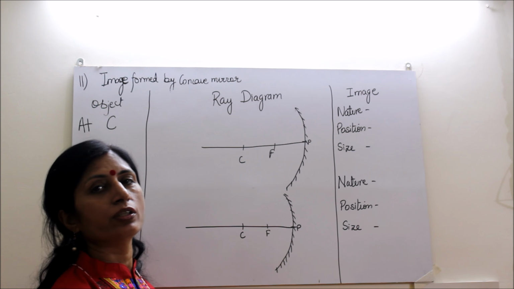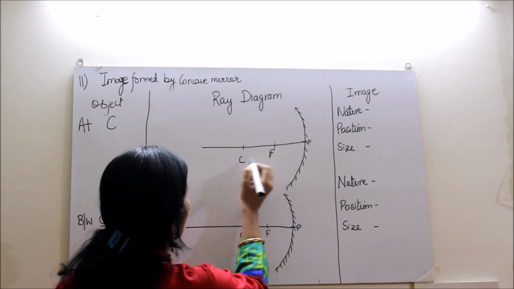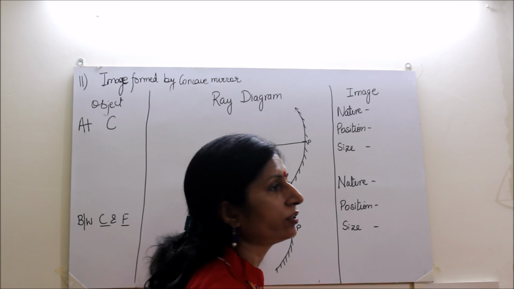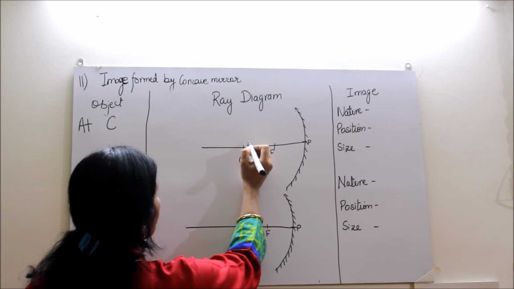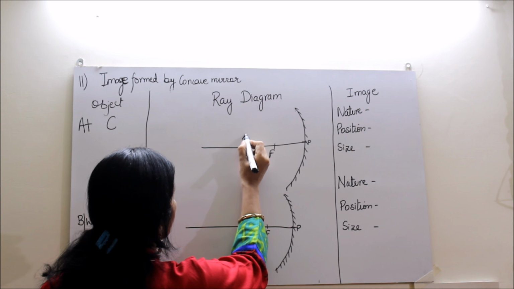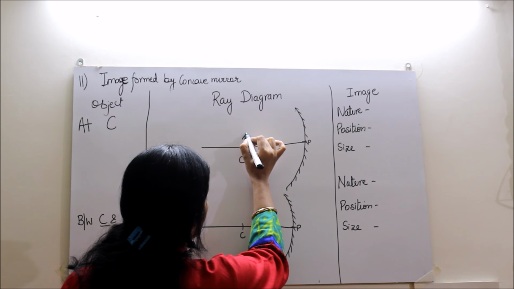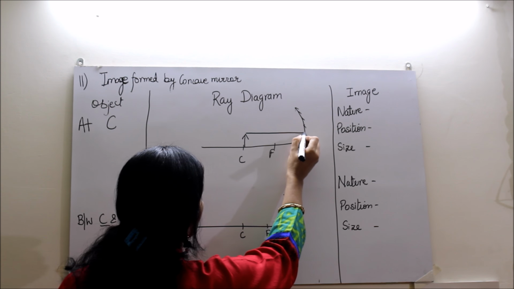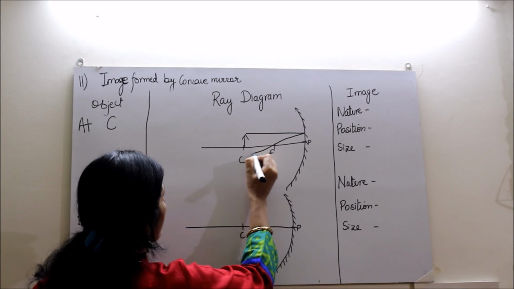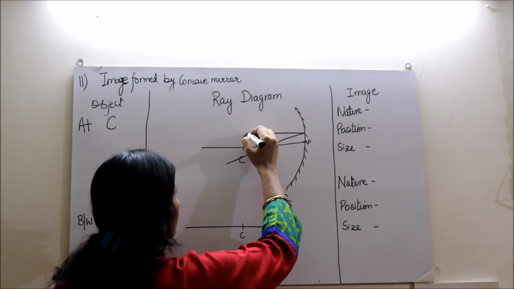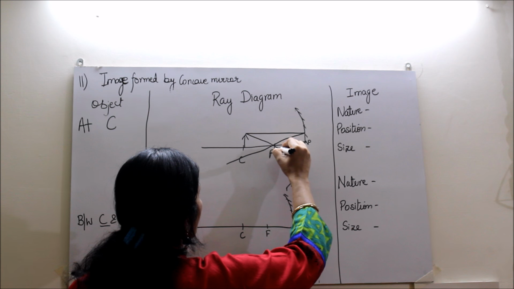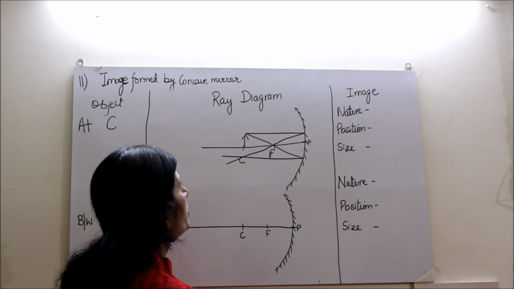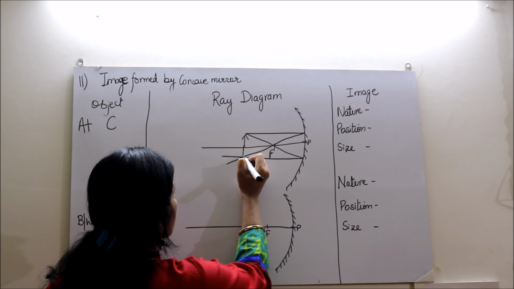See, I have already drawn the mirror and there is a focus, there is center of curvature. Now you already know what is focus and what is center of curvature. I am drawing this object at center of curvature. So again applying rules, any ray which is passing parallel to the principal axis after reflection will pass through focus, and any ray passing through focus after reflection will be parallel to the principal axis.